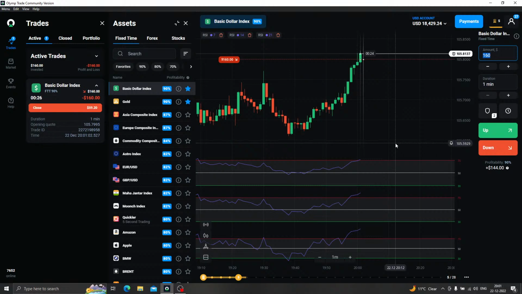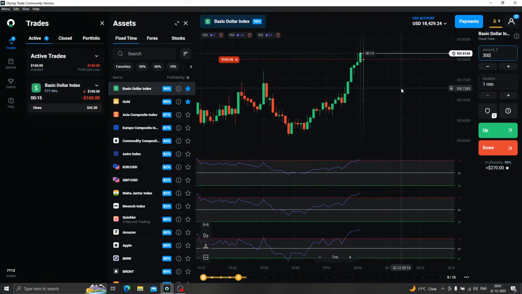So right now we started with 60. This is the second step of the martingale. The combined loss will be 220 if we lose this trade. So next trade I will try for 300 USD to make the recovery here.